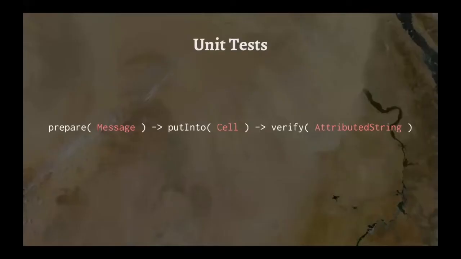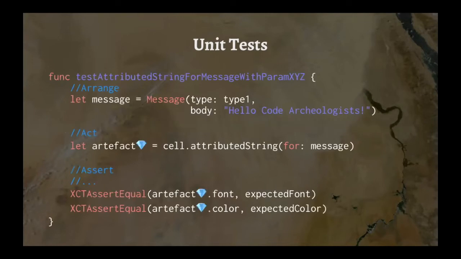So we preserved whatever we found in the code base after our archaeological dig through unit tests. We prepared different message types for our unit tests, and we wrote tests for these different message types. We would call the method attributed string for a message on this message cell, extract the attributed string out of it, and verify that it had desired properties.